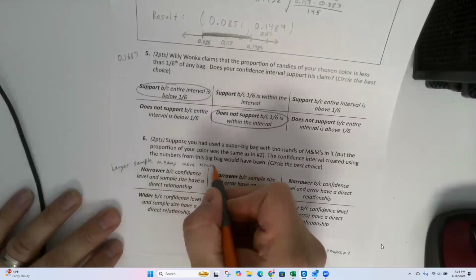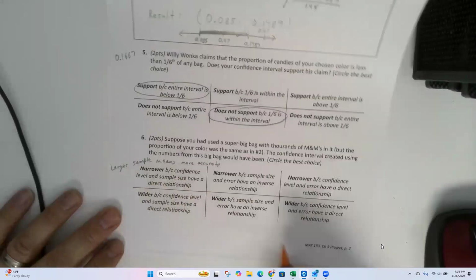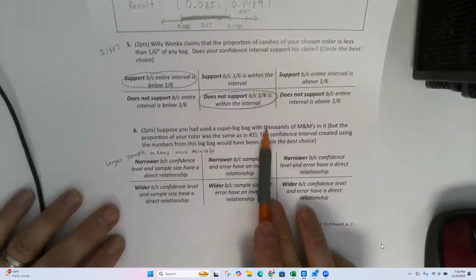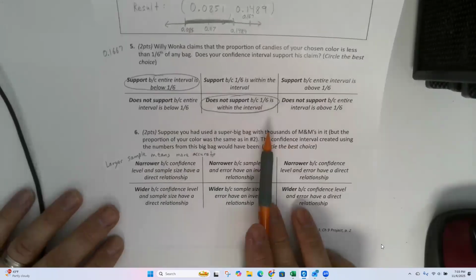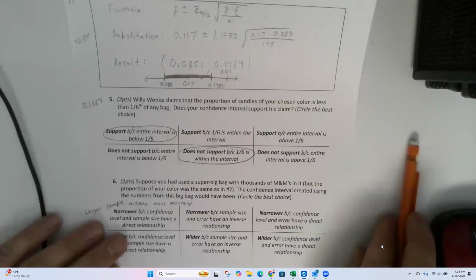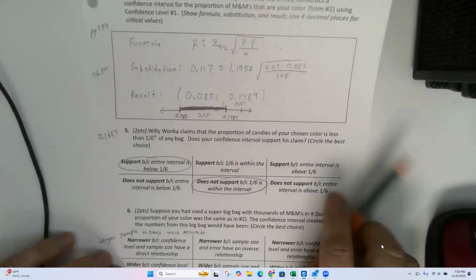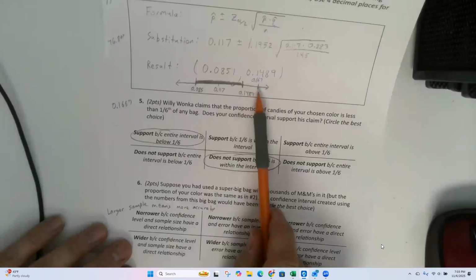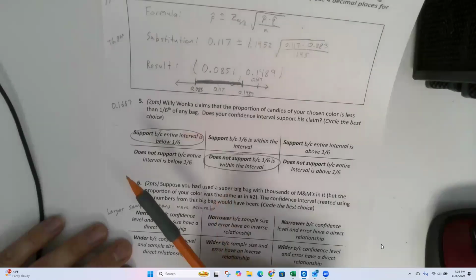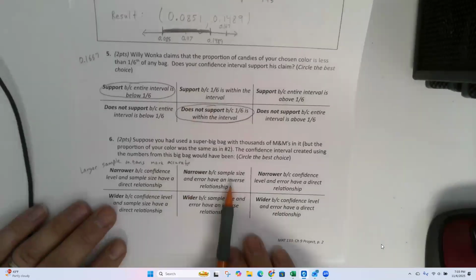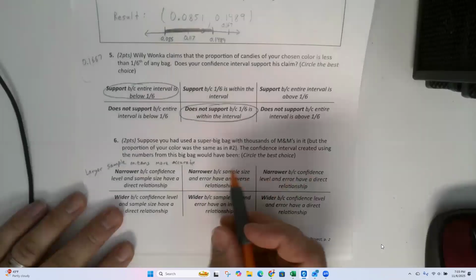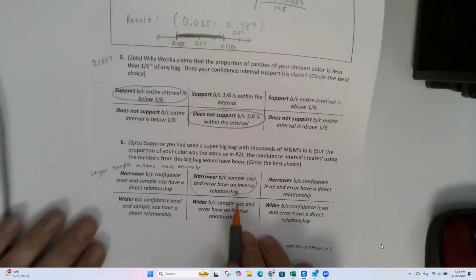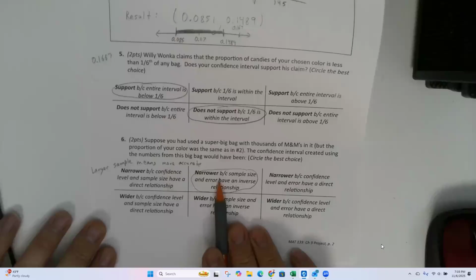Okay. That's the way I like to think of it. So the bigger your sample size, the more accurate you're going to be. If you had used a bigger sample size, you would have been more accurate. More accurate means you would have been closer, narrower, closer to the actual result. So it's this one, narrower, because the sample size and the error have an inverse relationship. So everyone's circling that one.